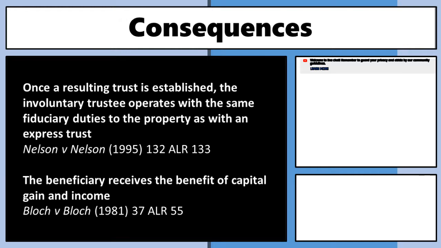For example, Block and Block. Okay, the parents have now got one third, should have been 1/60, but assuming that they've got one third of this property, and the son, with legal title, is now the trustee, what happens? Can they demand that they be paid? And the answer is no.